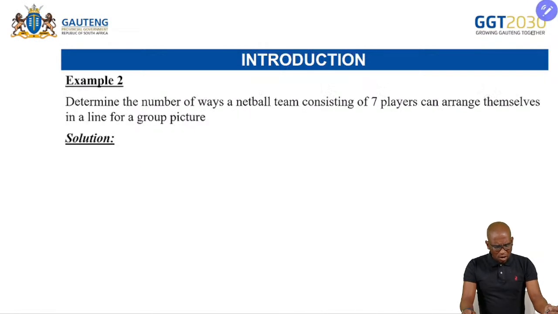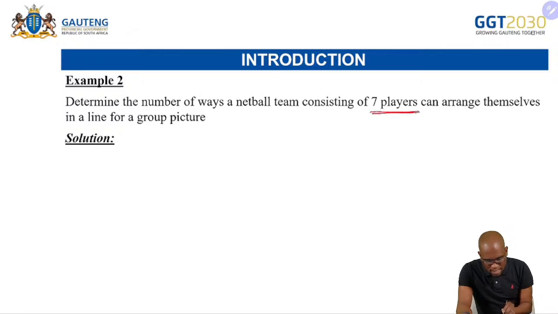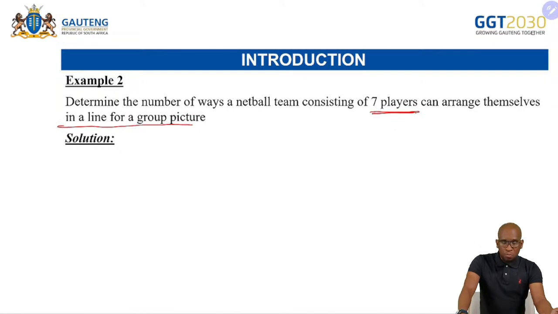Right, moving right along. Example 2, we now want to determine the number of ways a netball team consisting of 7 players can arrange themselves in a line for a group picture. How many ways can 7 players arrange themselves in a line to take a group picture?